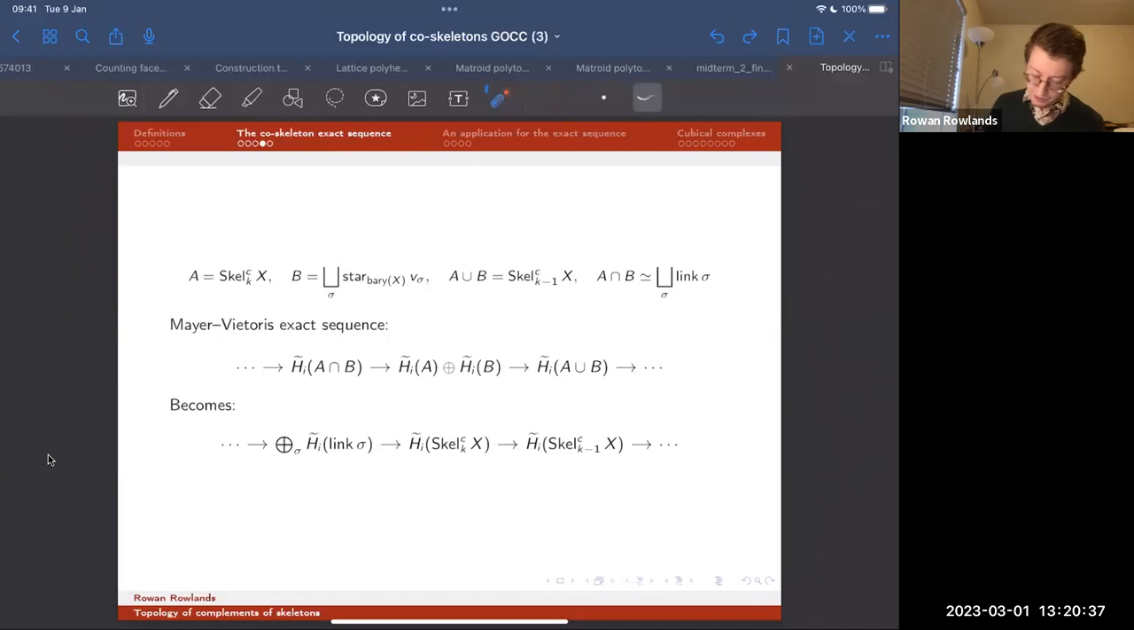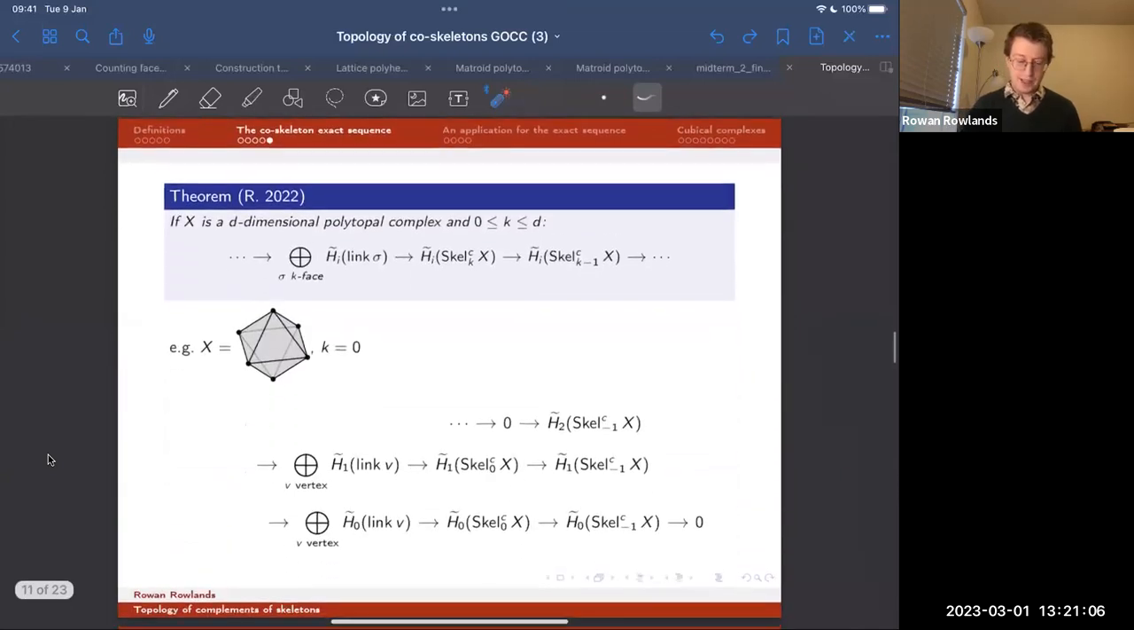Okay, and then finally, we've got the homology of A union B, which is exactly the homology of the k minus 1th co-skeleton. And so there we go. We've plugged all of these things into the Mayer-Vietoris theorem, which gives us the exact sequence that we're looking for. So again, modulo details about degree 0 and a couple of other details, that's how this theorem works.